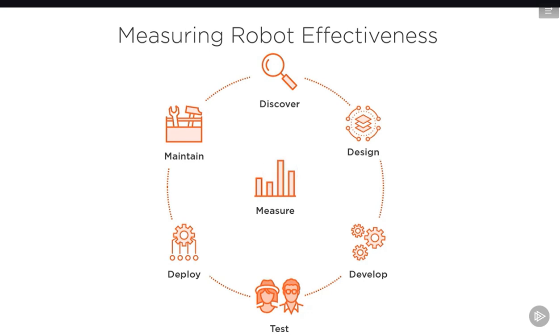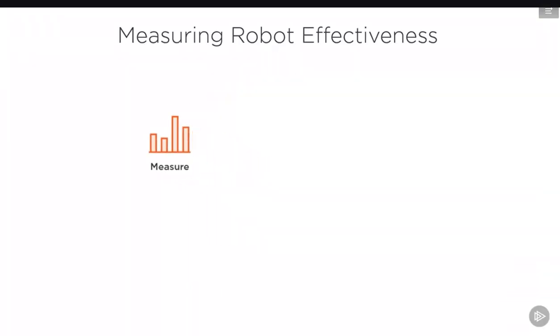The last important piece of the robot lifecycle is measuring how the robot is doing. Now, as we can see in the graph, measuring happens in each phase of the robot lifecycle. And it is an important aspect of the implementation of robots within organizations because it allows you to monitor your return on investment, but also to celebrate successes within the organization that will help you tremendously during the implementation.